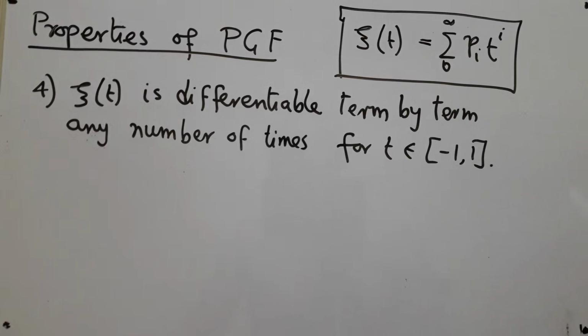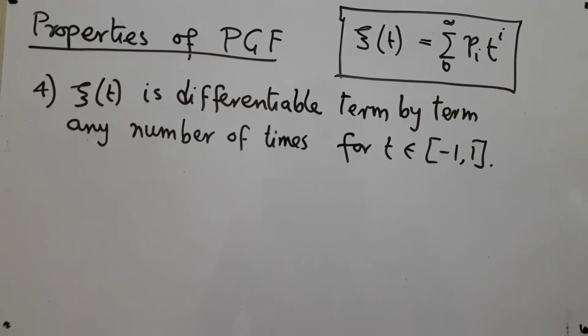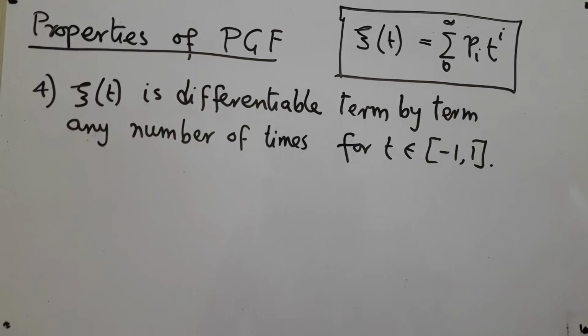The fourth property is something that we cannot prove in this video. It comes from a general property of power series that xi t, which we know is defined for t in -1 to 1, is actually differentiable as many times as you like. If I differentiate it once, twice, thrice, 10 billion times, it's always differentiable. And you can differentiate it term by term. Now let's understand what is meant by that.